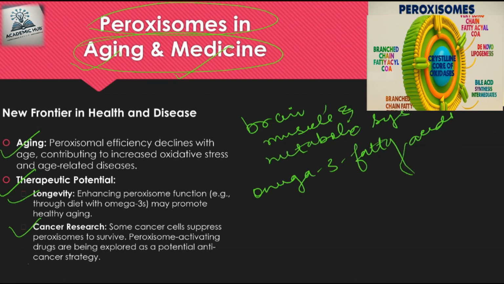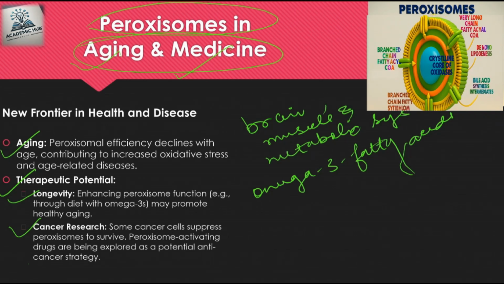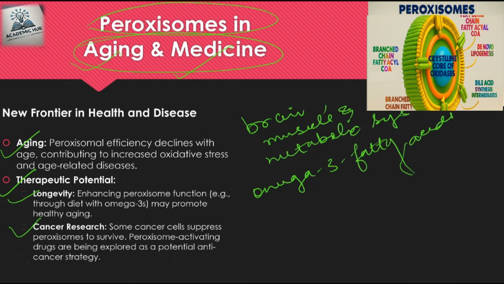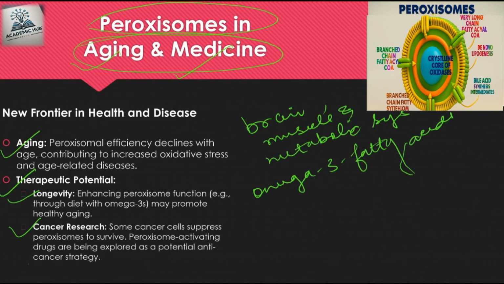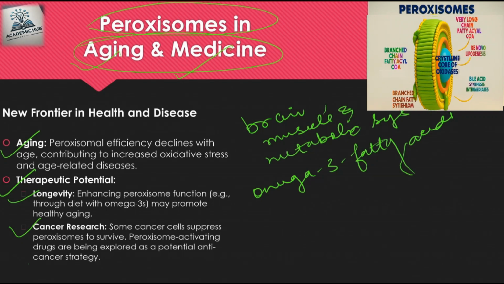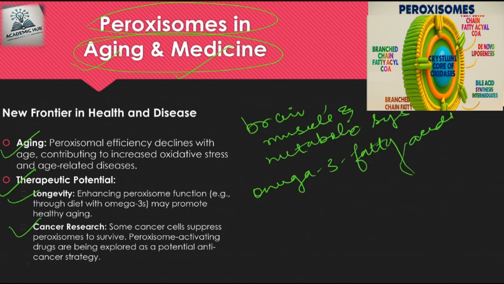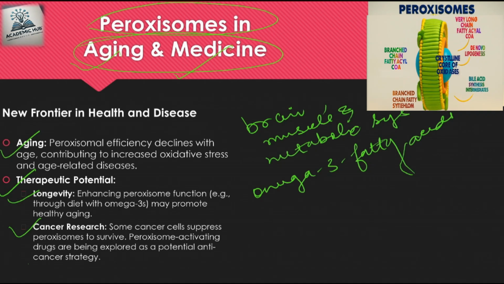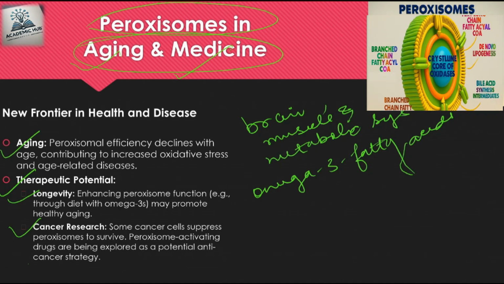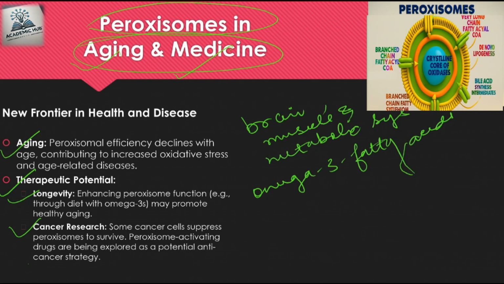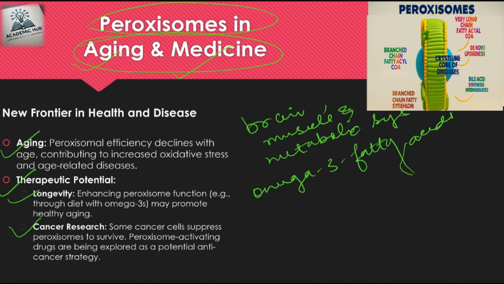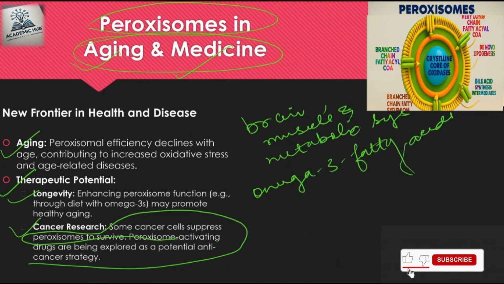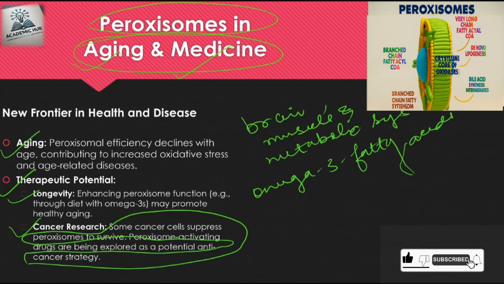Peroxisomes in cancer research. An emerging area of study is the role of peroxisomes in cancer. Some types of cancer cells appear to suppress peroxisomal function to better survive in their own toxic self-created microenvironment. This has led to investigations into peroxisome-activating drugs as a potential strategy to selectively target and eliminate cancer cells. So this is about cancer research, how the peroxisome works to eliminate the cancer cells.